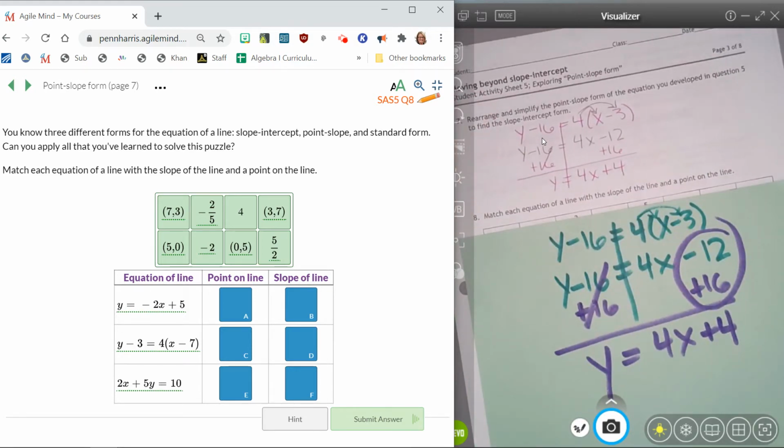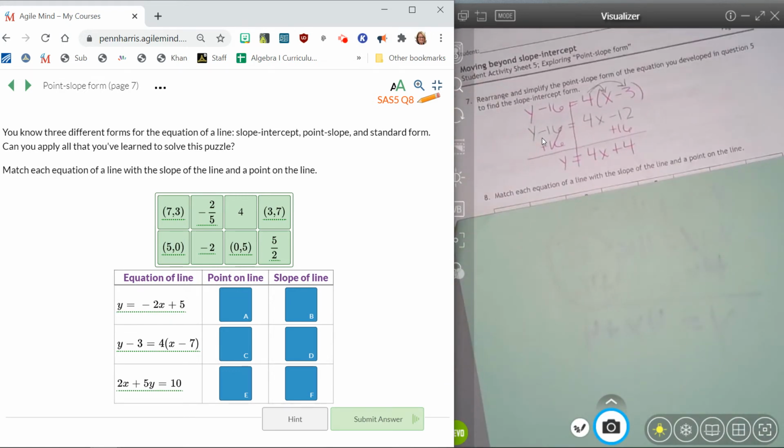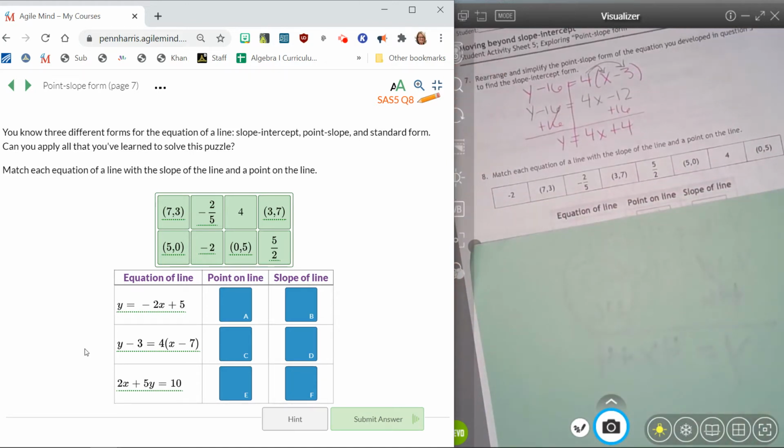Okay, so now question 8 here, guys. They want us to match each equation with the slope of the line and a point on the line. So we have all of these options here. Let's just look on our screen real quick. I'm going to go with my top 2 equations first. My slope is really easy to pick out. My slope here, we've got negative 2. So there we go. My slope in this equation is the number in front of the parentheses, which is 4.